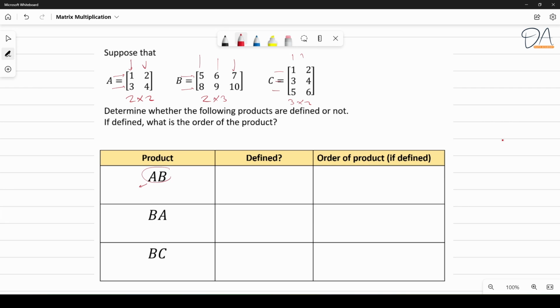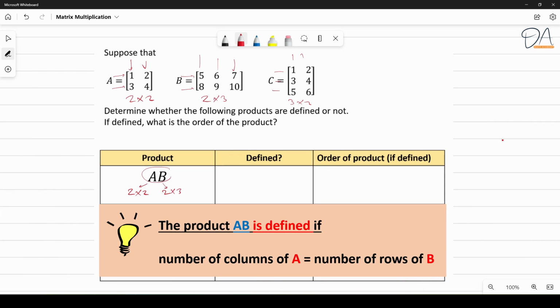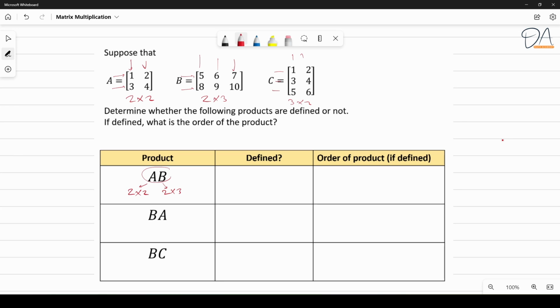As we said, A has order 2 by 2 and B has order 2 by 3. The condition is that the number of columns of A should be the same as the number of rows of B. This essentially means that these two inner numbers should be the same. In this case, since both are the same, this is defined. Now, what is the order of the product? The dimension will be the number of rows of A times the number of columns of B, or in other words, you can take the outer numbers. Here we have 2 and here we have 3, so this is 2 by 3.